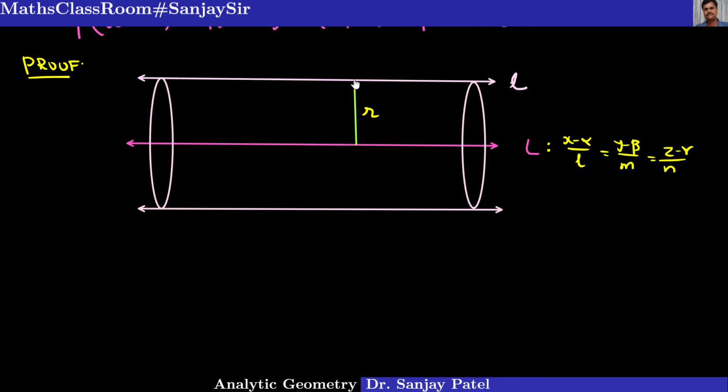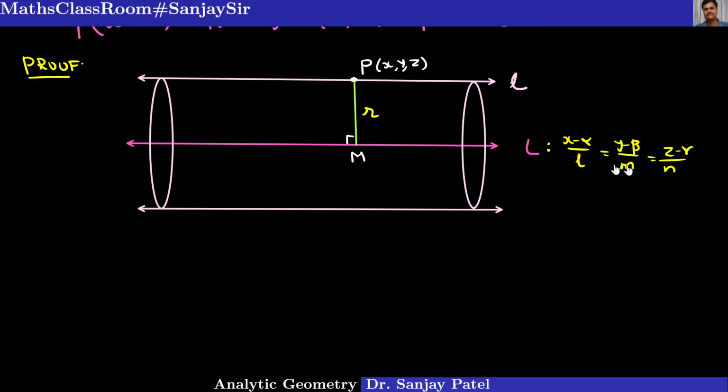So let me write here only, so that will be easy for me. Take an arbitrary point on this cylinder, say here, and let us call it P, whose coordinates are x, y and z. So P(x, y, z) is any point on this cylinder, and we draw a perpendicular from P onto the axis of the cylinder. Suppose M is the foot of the perpendicular.